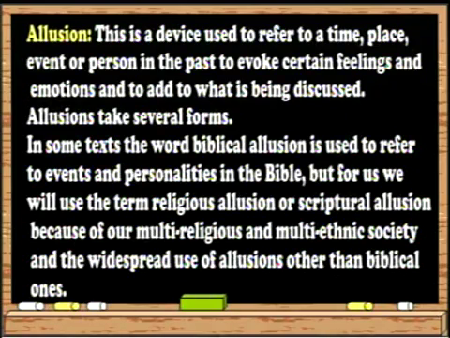Allusion. This is a device used to refer to a time, place, event, or person in the past to evoke certain feelings and emotions and to add to what is being discussed. Allusions take several forms. In some texts, the word biblical allusion is used to refer to events and personalities in the Bible. But for us, we will use the term religious allusion or scriptural allusion because of our multi-religious and multi-ethnic society and the widespread use of allusions other than biblical ones.